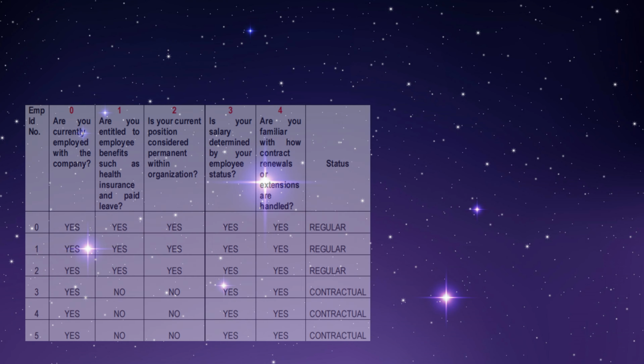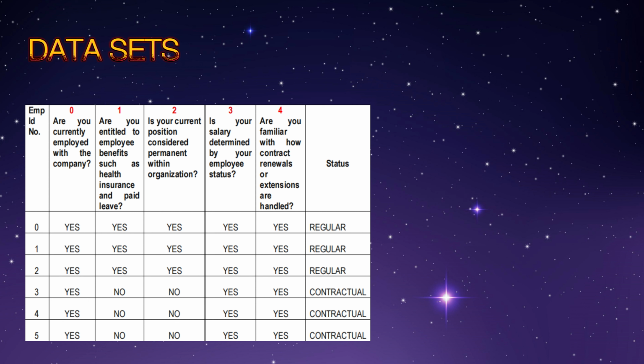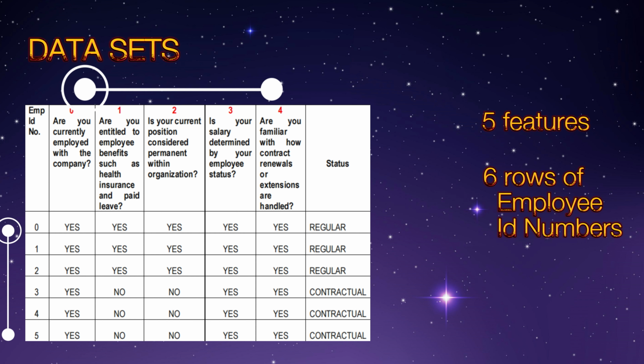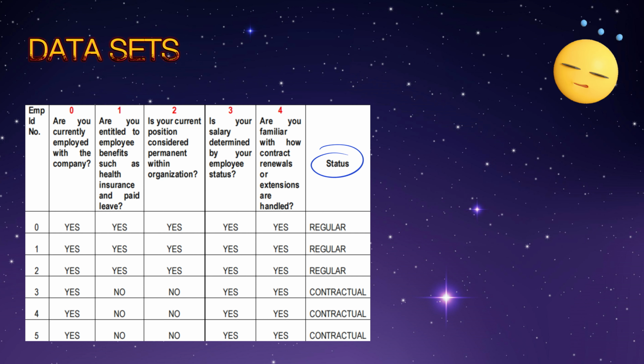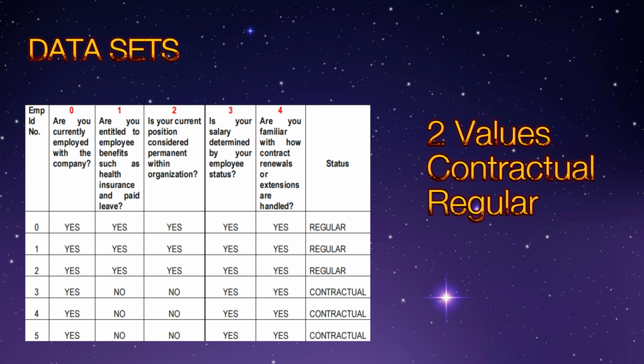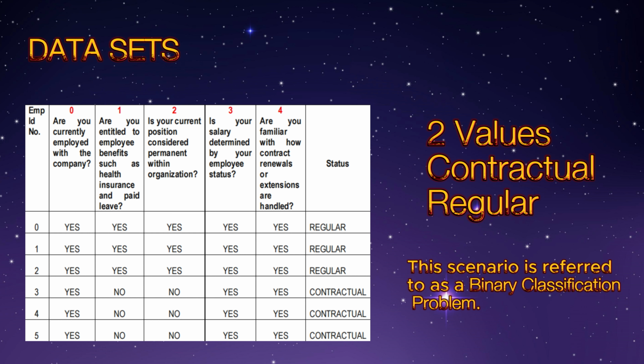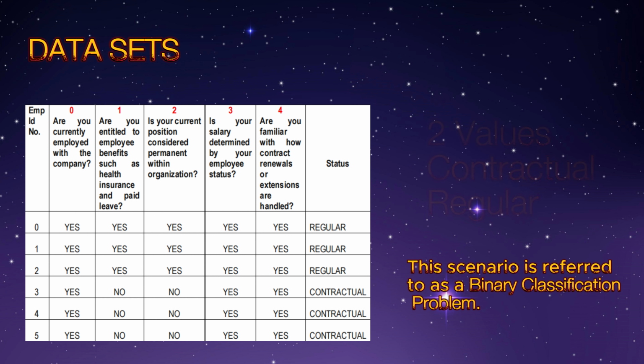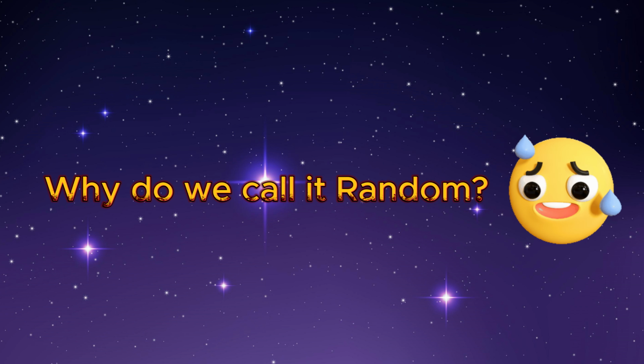To kick off our exploration, we'll need a dataset. For this purpose, I've chosen a small dataset with 5 features and 6 rows of employee ID numbers, reflecting a real-world scenario. As observed, the target variable status only has 2 values, representing the contractual and regular status of an employee. This scenario is referred to as a binary classification problem. So, why do we call it random? Keep the question in the back of your mind. You'll receive the answer at the end of this video.